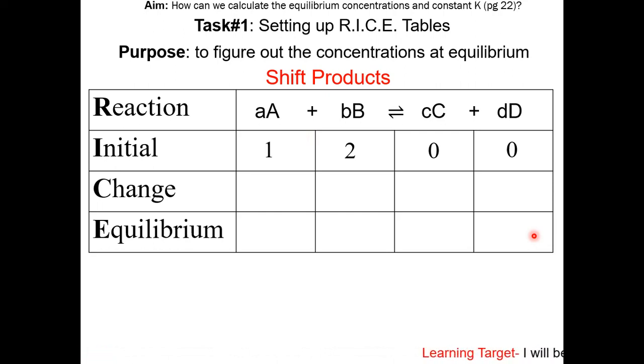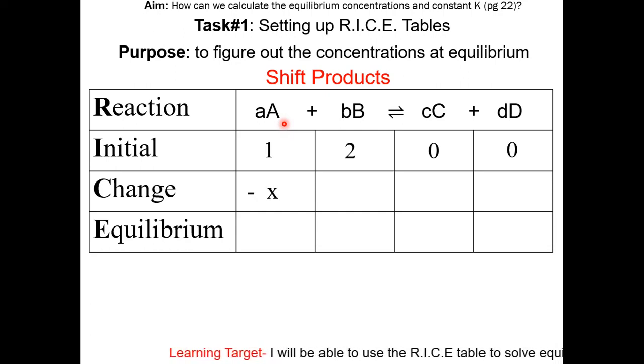So whenever you set up a RICE table and you see one side of the reaction has zeros, the reaction will shift towards that side. Now that you figured out which side the reaction is shifting, we can now fill in the change row. In this example, as the reaction approaches equilibrium, there will be more products made from the reactants. Therefore, the amount of products will increase, so it will have a positive change, and the amount of reactants will decrease, therefore will have a negative change. Since A is a reactant, it will have a negative change, and X represents the amount of change.